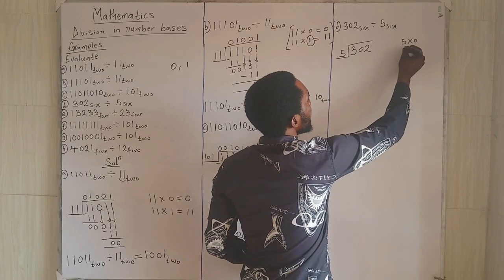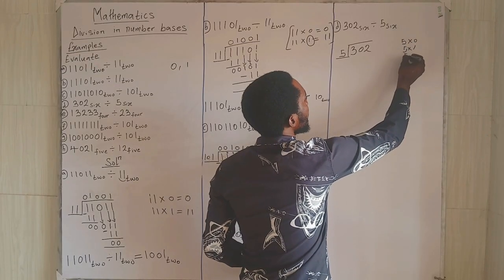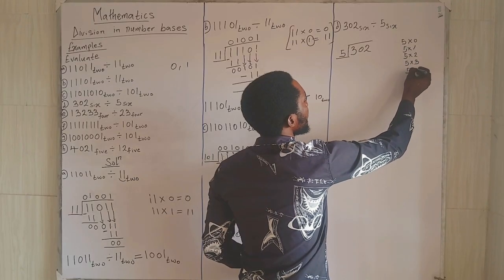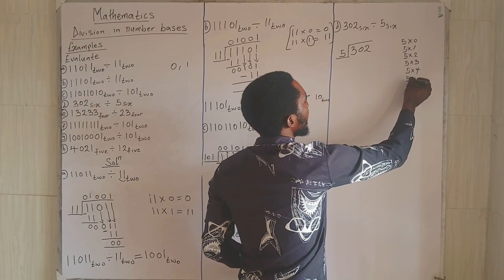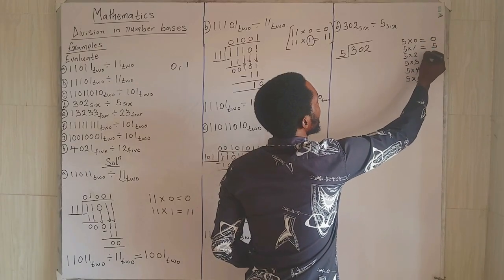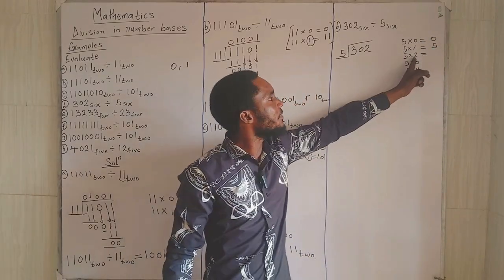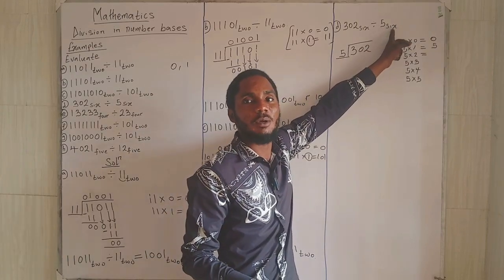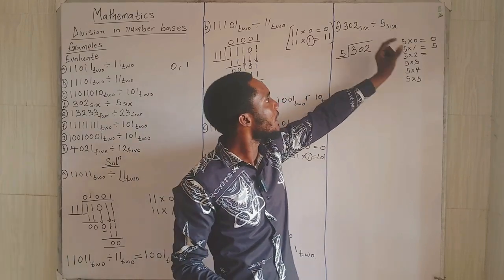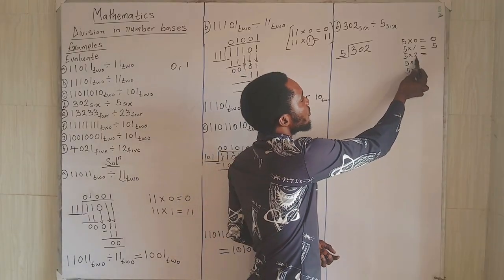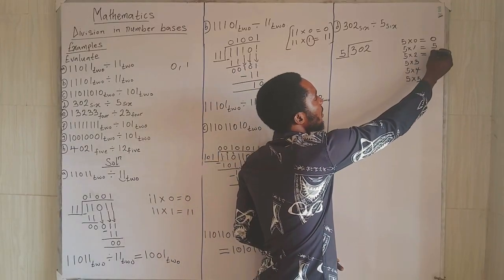5 times 0, 5 times 1, 5 times 2, 5 times 3, 5 times 4, 5 times 5. 5 times 2, that is 10. 10 is greater than the base because we have our base to be 6. So we have 10 divided by 6, that is 1 remainder 4. That means that 5 times 2 in base 6 is 14.